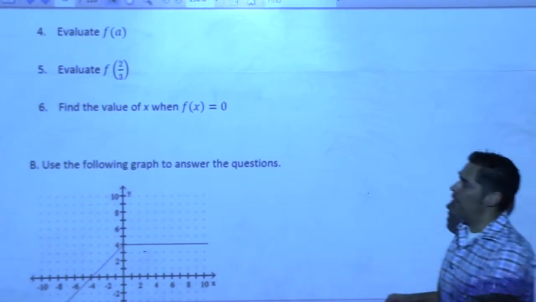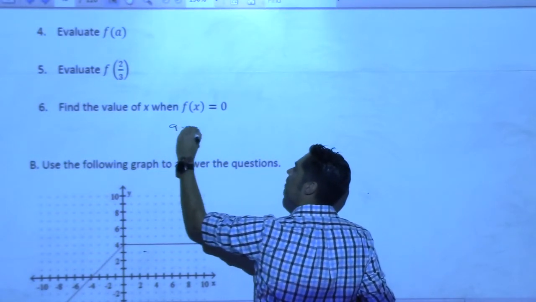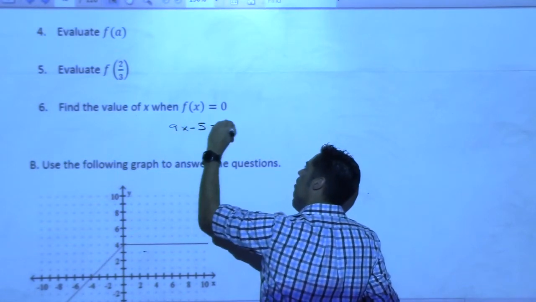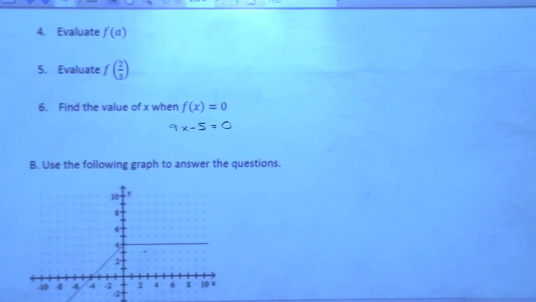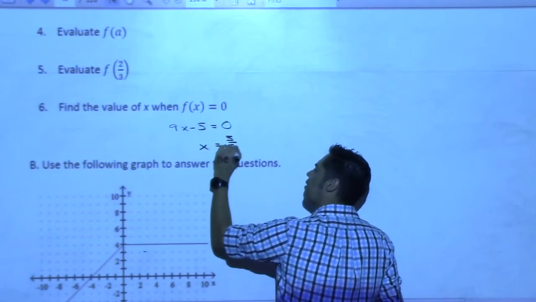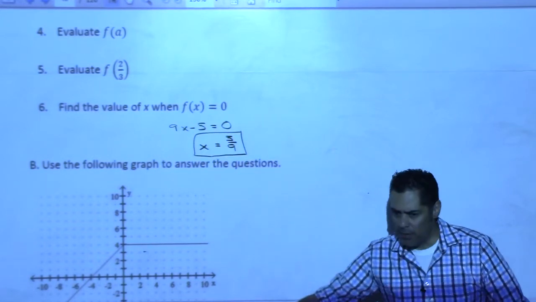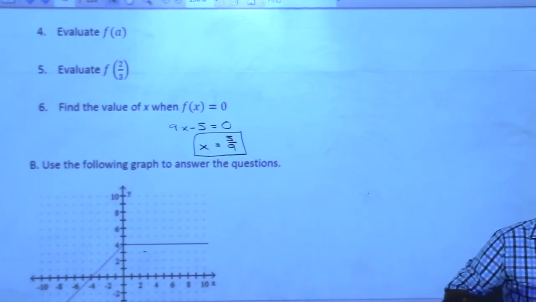So you have to, again, rewrite this. F of x is 9x minus 5, and then equals 0, right? You want to know when the function is equal to 0. So you solve now for x. Add 5 to both sides, and then divide by 9. I'll skip the steps, assuming you could get to that. And that's your answer. X is 5/9. So if you plug 5/9 into the function, it spits out 0.